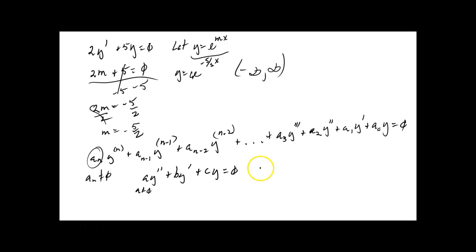Now, again, our assumption is y is equal to e to the mx. There's our assumption. Okay? Now, if you go in and do the y prime is equal to what? Help me.